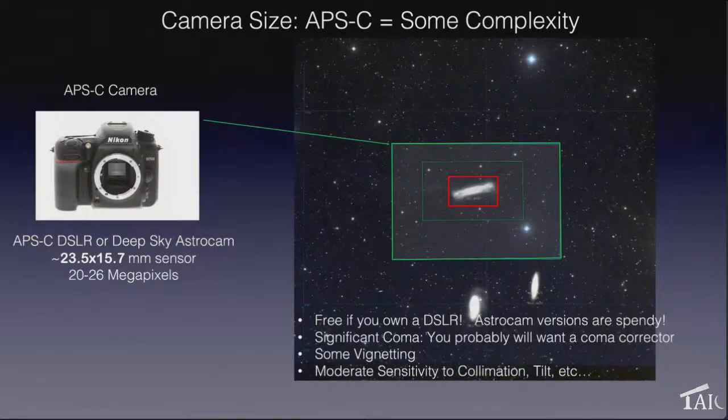An APS-C camera also works well. It's pretty big, but it's not so big that you start running into the real issues when using it on a Newtonian, other than coma. You probably want to get a coma corrector for this. There's ones that are about $120 that work pretty well. You can buy more expensive ones, but you probably want to get one of those. But in general, pretty well controlled, still a small enough sensor that it's not causing big problems.